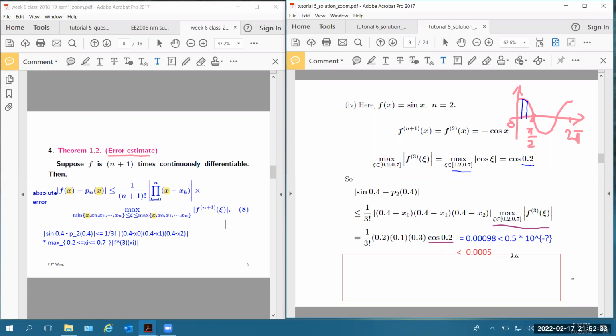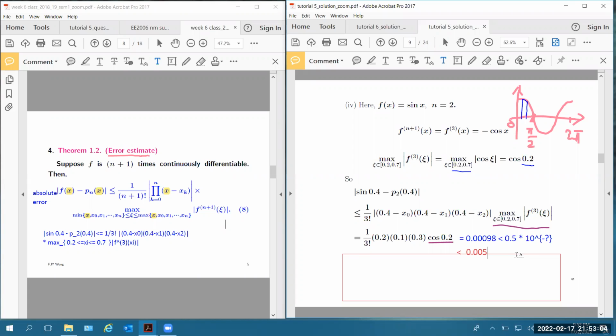0.00098. Is it less than 0.0005? You go through your brain, you think, is this correct or not? I don't think so. This one is not correct, it's wrong already. That means you put your 5 too late. So just now you cannot put 0, you must already put the 5. This is the latest that you need to put the 5.